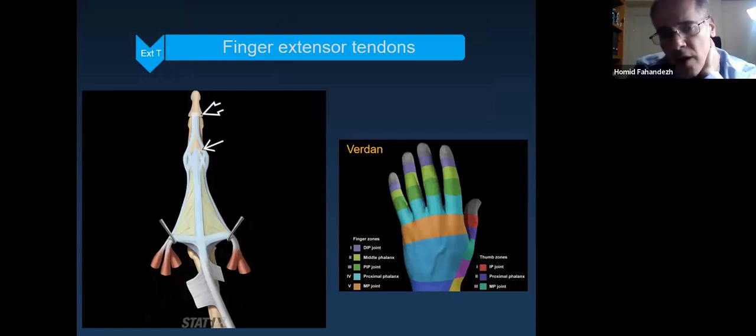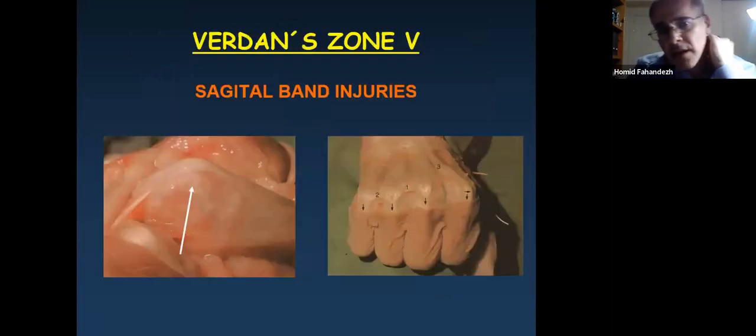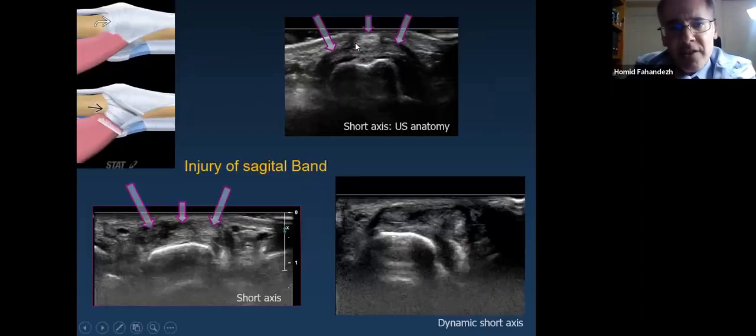Distally, now we are going to see the Verdan zones. In the Verdan zone 5, one of the most frequent injuries is the sagittal band injuries. As you know, the sagittal band is going to stabilize the tendon over the head of the metacarpal. Here is the tendon, and here are the sagittal bands.